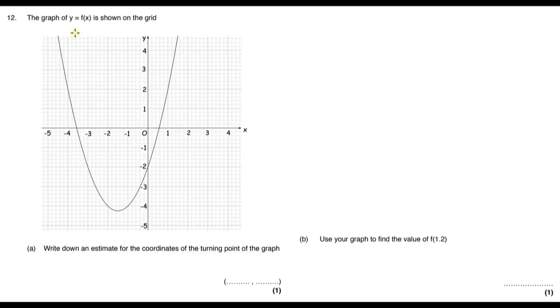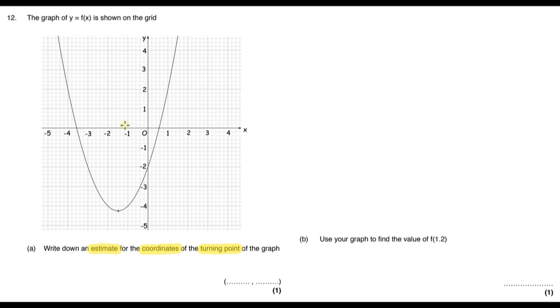Question 12. The graph of y equals f of x is shown on the grid. Part A, write down an estimate for the coordinates of the turning point of the graph. So the turning point of the graph, well, that's going to be at this point here. Now this is only an estimate, so we're not looking for an exact value. We're just going to read off the graph.